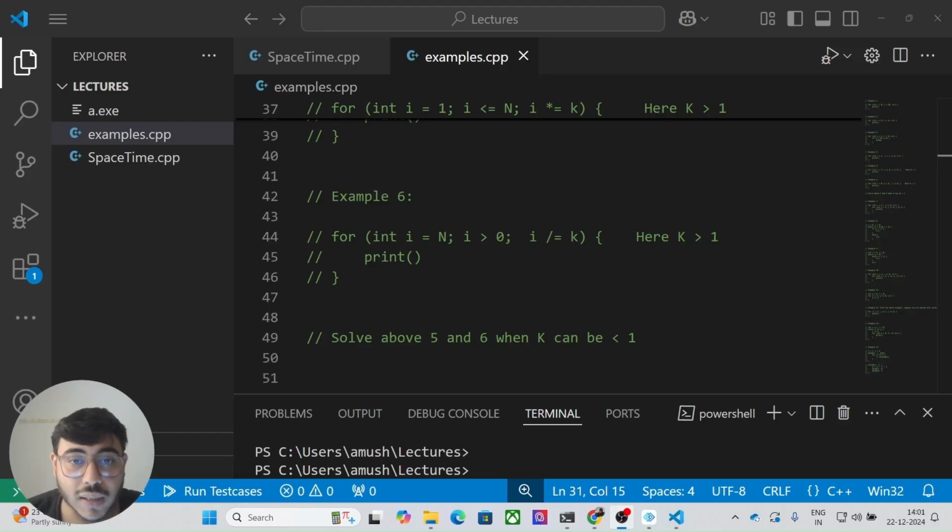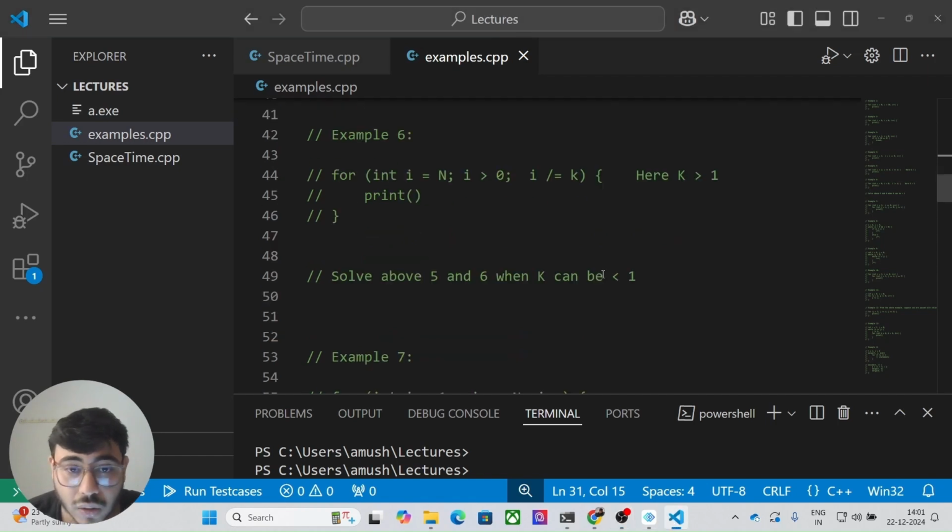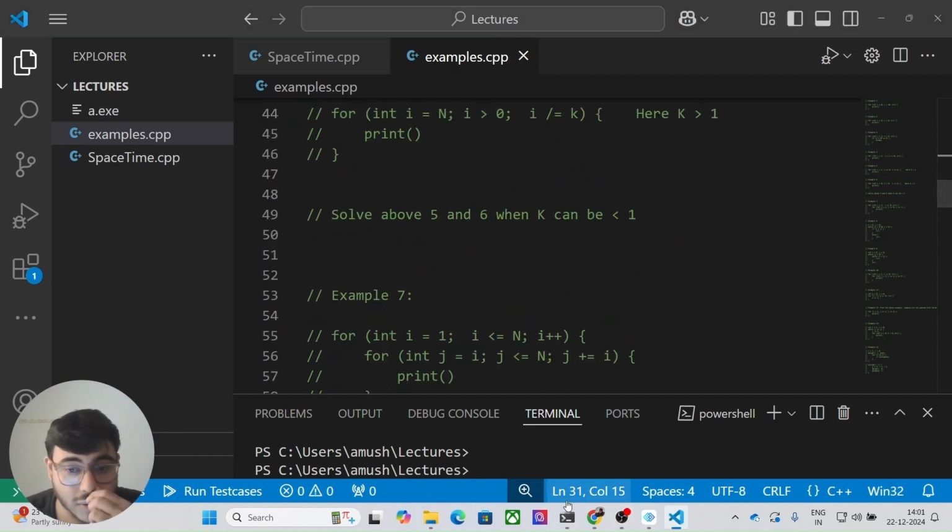Now we go on to the seventh example. There's something that we can see: solve for 5 and 6 when k is less than or equal to 1. So here's the tricky part. Remember, if the value of k is 0, your update will always become 0.